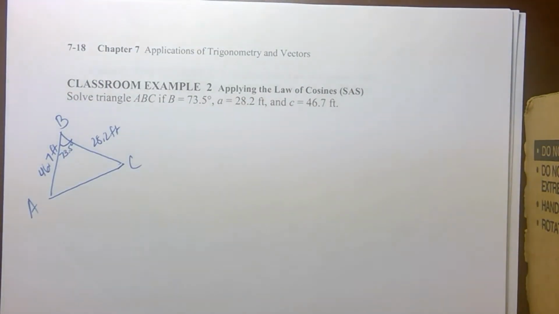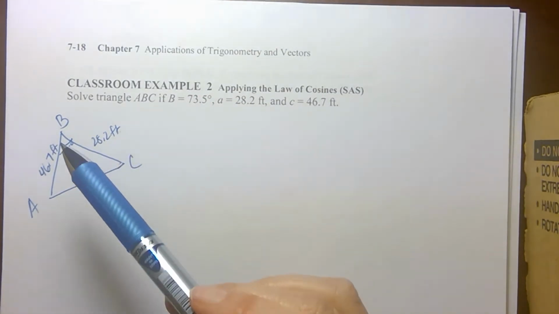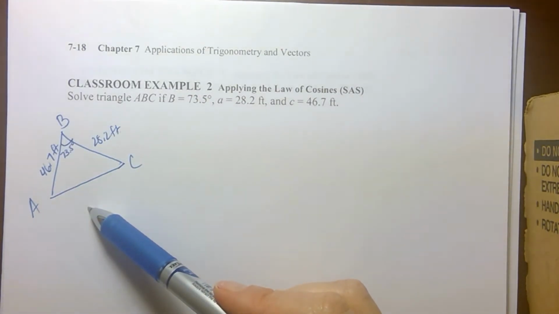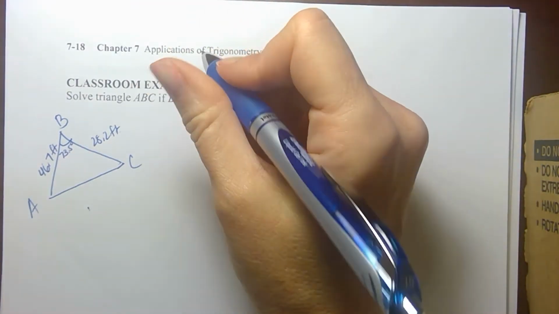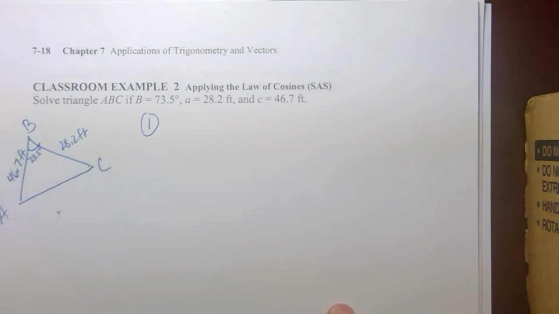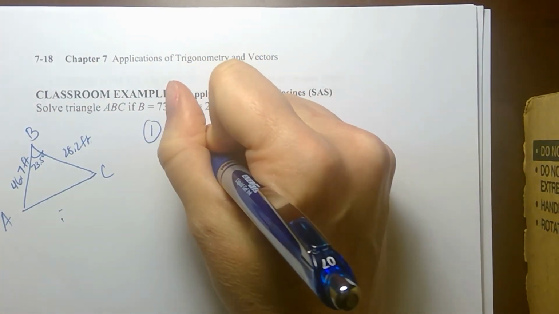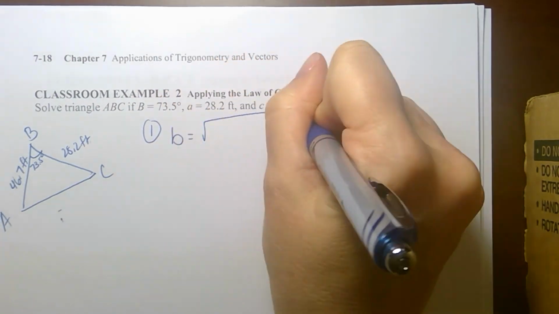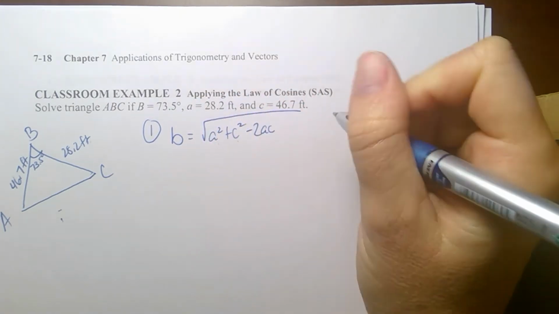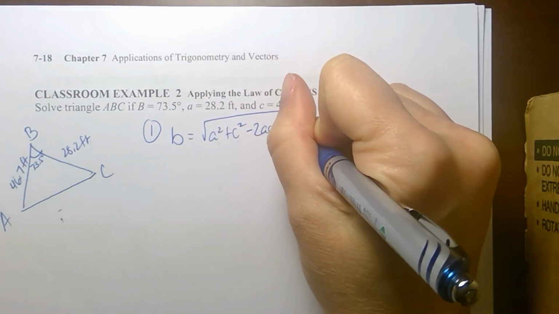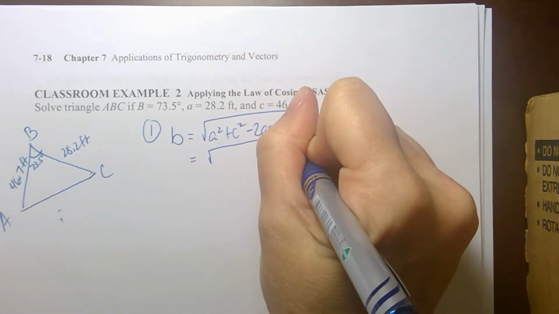If it hadn't already told me, I would see that I have side, angle, side. I do not have the pair of an angle with its opposite side length known, so I have to start with law of cosines. That's going to be my first step, law of cosines to solve for side B. If I'm solving for side B, I have B equals the square root of A squared plus C squared minus 2AC, because those are the sides that I know, times the cosine of angle B. Plug in all those values.